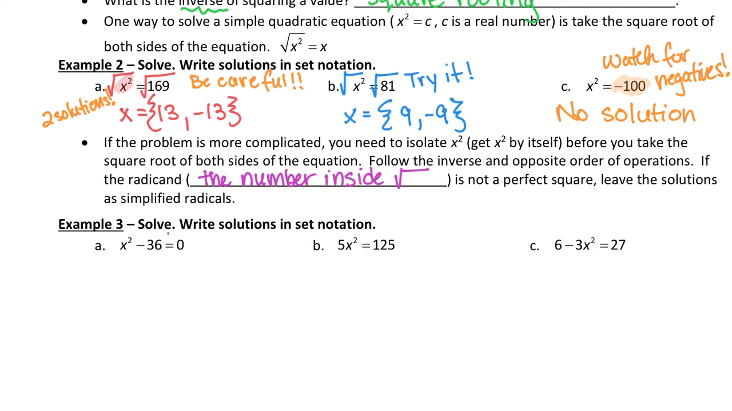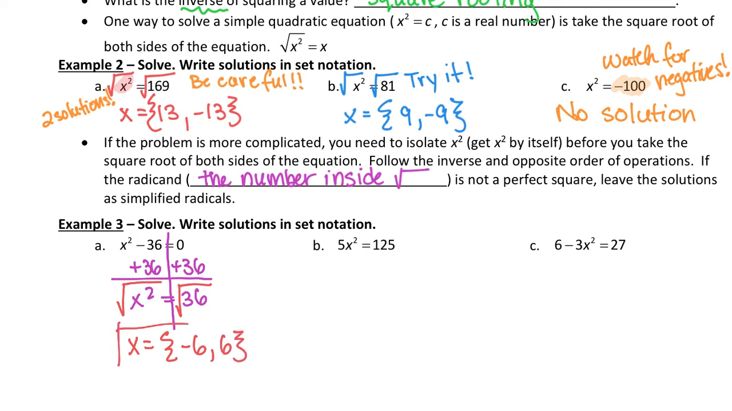So for example 3, we're going to solve it and write the solution in set notation. We'll add 36 to both sides. And we've got x squared equals 36. And the final step is to take the square root of both sides. And don't forget, I'm going to have two solutions here. I'm going to have that negative 6, because negative 6 times negative 6 gives me 36. And I also end up with positive 6. So those are my two solutions.